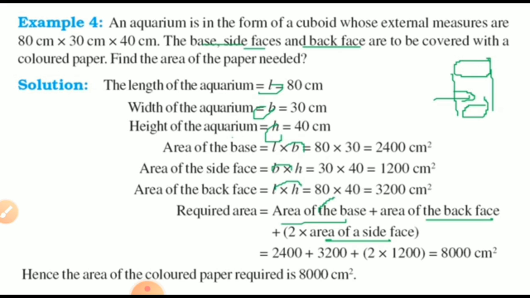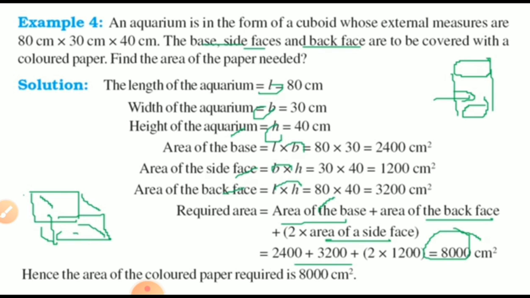Area of the base plus area of the back face we can add, plus 2 area of the side faces. Total is 8000 centimeters square. All sides are there, 6 sides. Is it or not? Just now we discussed, because opposites are equal, that's why multiplied by 2 for the side faces. Yes, my dear student. 1200 multiplied by 2 is 2400, 2400 plus 2400 is 4800, 4800 plus... Yes, correct.